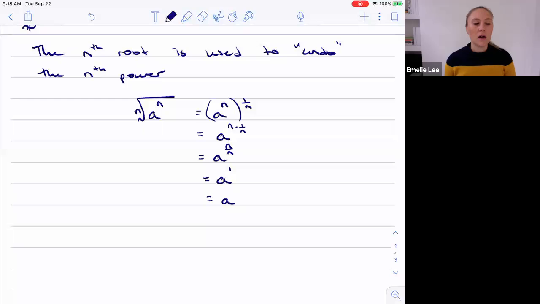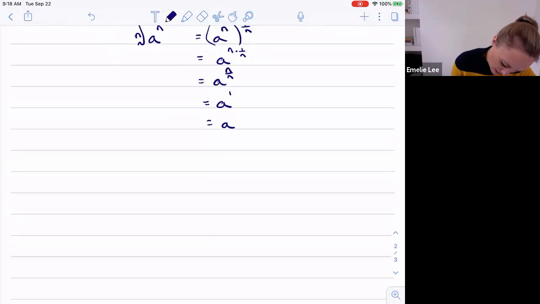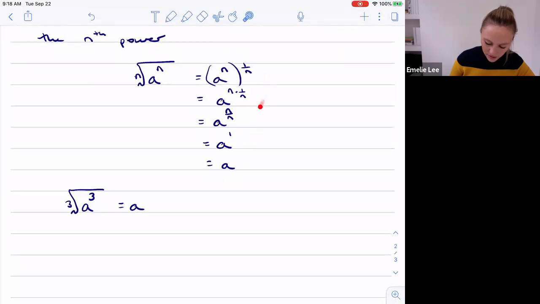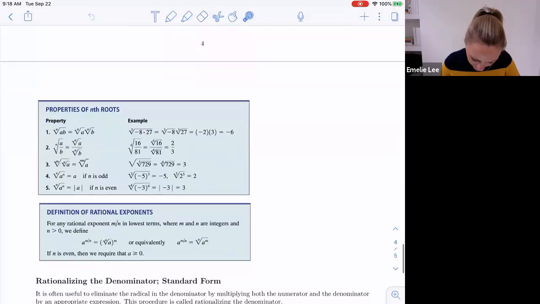So that's what I mean by the nth root undoes the nth power. So for example, if I have a to the power of 3, and I take the third root, I know I just get a. So you don't need to show all this here. That's just a fact. Okay? So let's talk about the properties of the nth roots.